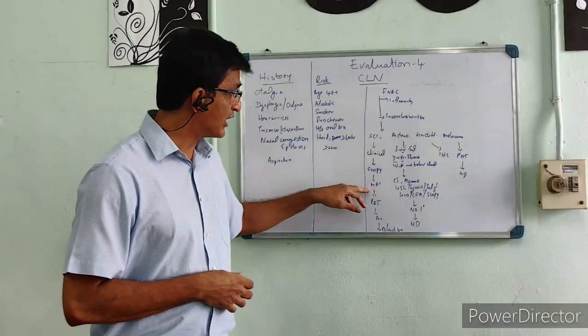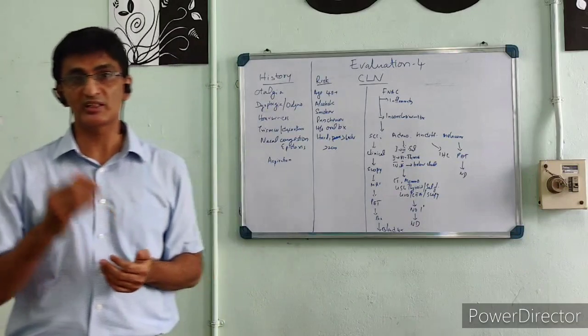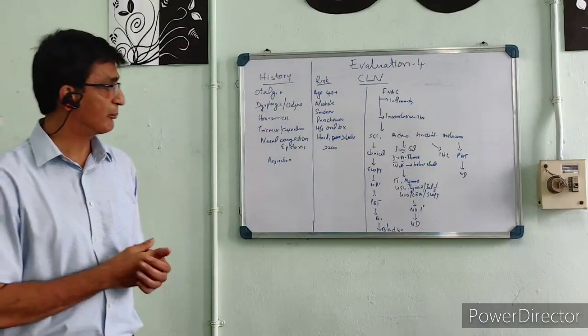If nothing is seen, go for MRI. People prefer MRI over CT. Many people say MRI is better. Thin slices, 3 mm slices of MRI.